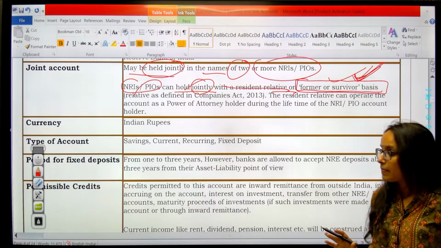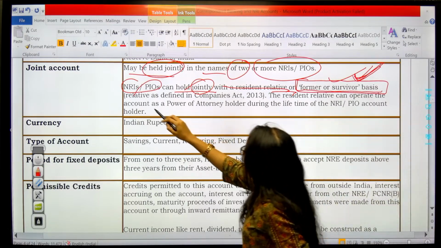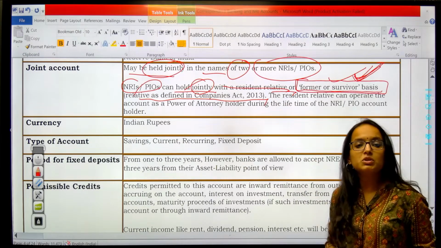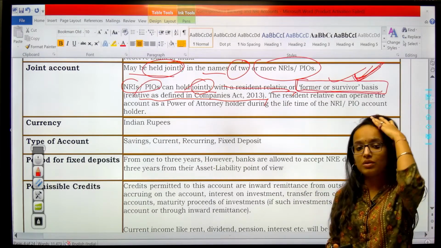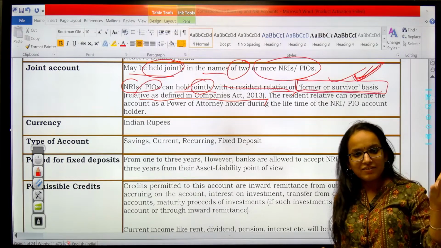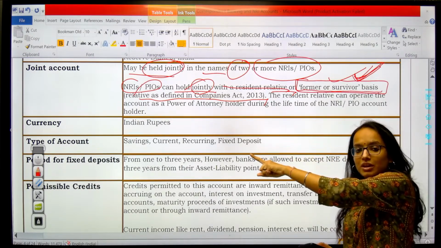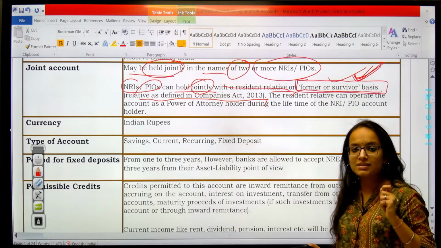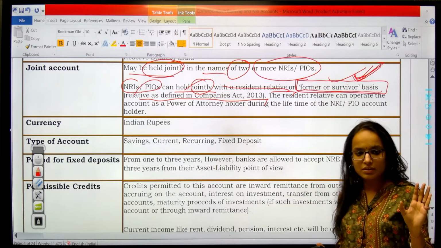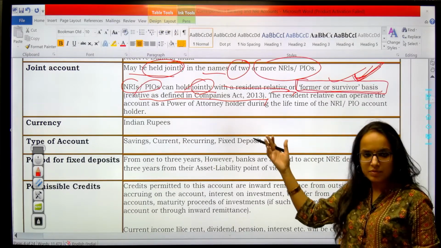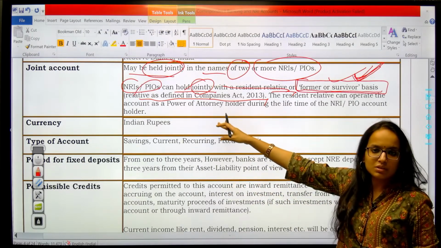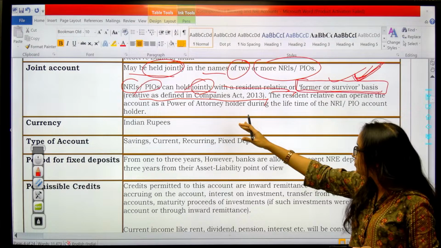Is this clear? Okay. Relative as defined in the Companies Act 2013. Who is the relative for this purpose? This is also defined, because relative is a very broad term. So we have relative as a term defined for this particular matter. Who will we consider as a relative? It is defined in the Companies Act 2013. We'll see the definition of relative later on as per this Act.